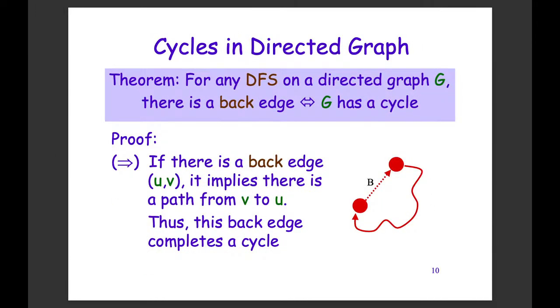Okay. And then there is also a theorem. If we run DFS on a directed graph, and if there is a back edge, then that means that G must have a cycle. So obviously it is true, right? But on the other hand, if G has a cycle, then you must be able to find a certain back edge in the directed graph.